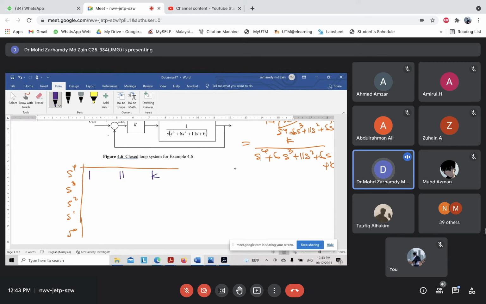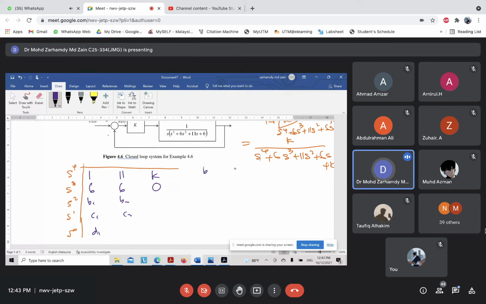Then the next row, 6, 6, 0. Good. So now we are looking for B1, B2, C1, C2, and D1. Okay, so we try to calculate one by one.